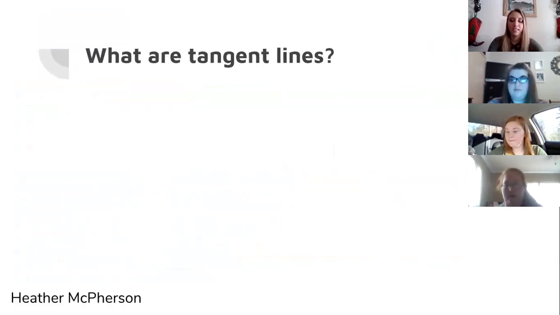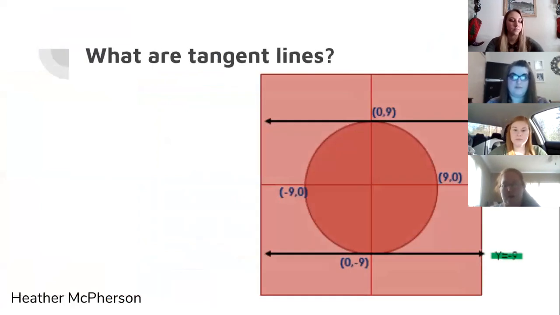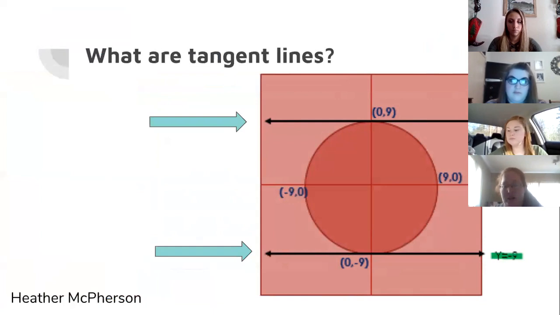Heather, what are tangent lines? A tangent line is a line that touches a curve at one point without crossing over. So in this example, I have a circle that has a radius of 9. So my points are 0, 9, 9, 0, 0, -9, and -9, 0. We know that the middle line that has the coordinates -9, 0, and 9, 0 is not a tangent line because it crosses. But the lines at the top and the bottom are both tangent lines.